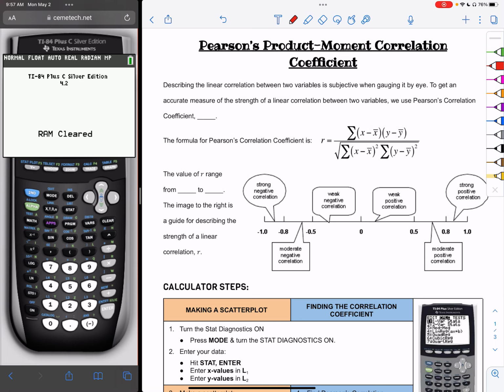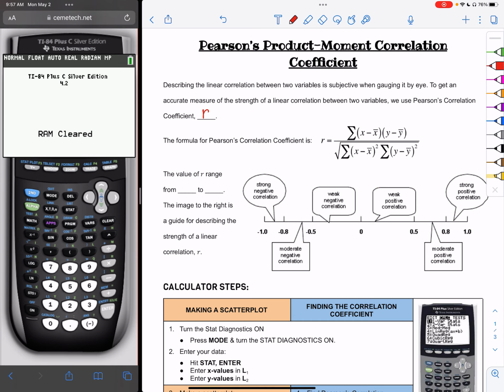Hi, today we're going to talk about Pearson's product moment correlation coefficient. Whenever we describe a linear correlation between two variables, we have to understand that it is going to be subjective when gauging it by eye, because everybody looks at things from a different point of view. So to get an accurate measure of the strength of a linear correlation between two variables, we use what we call Pearson's correlation coefficient, which is denoted by the letter R.